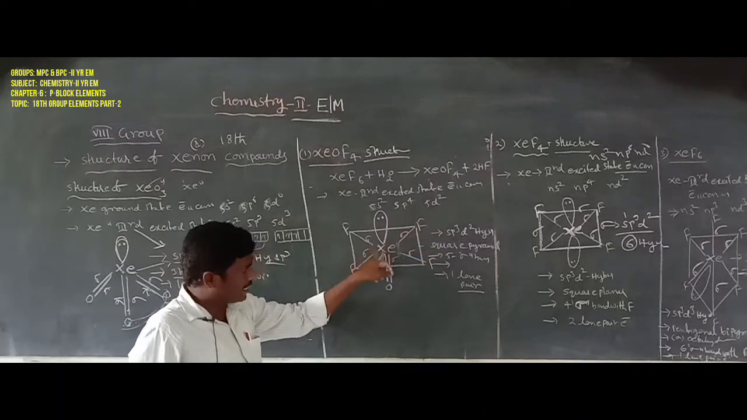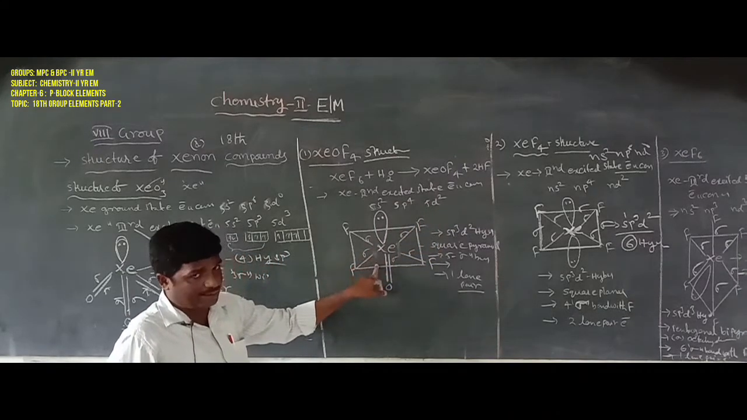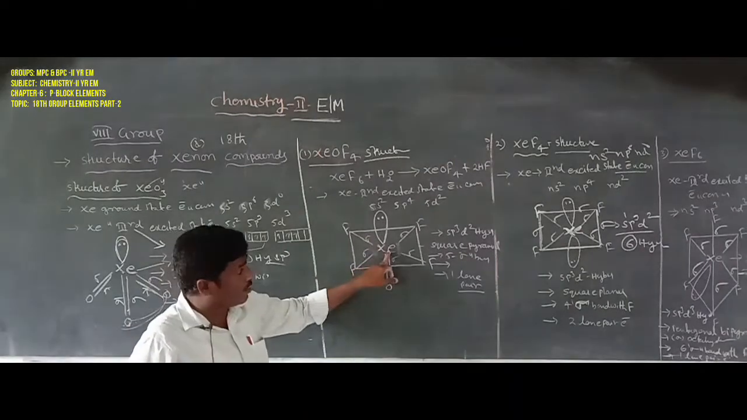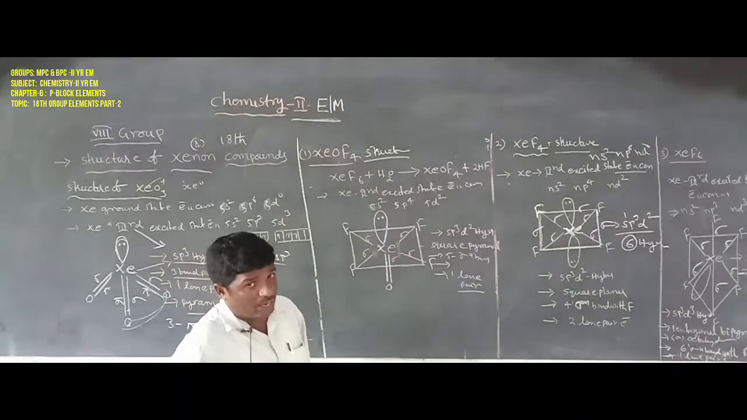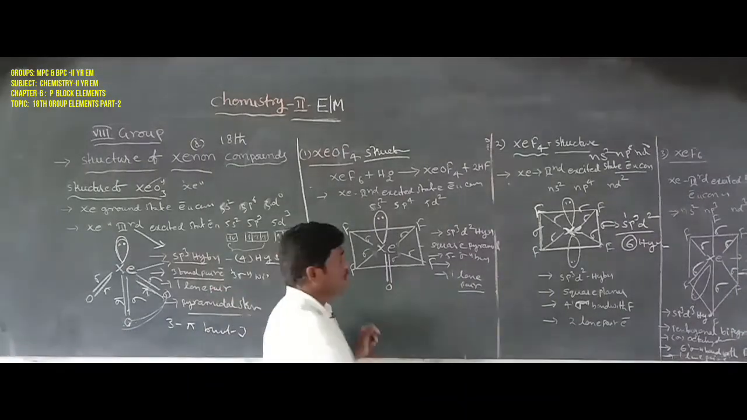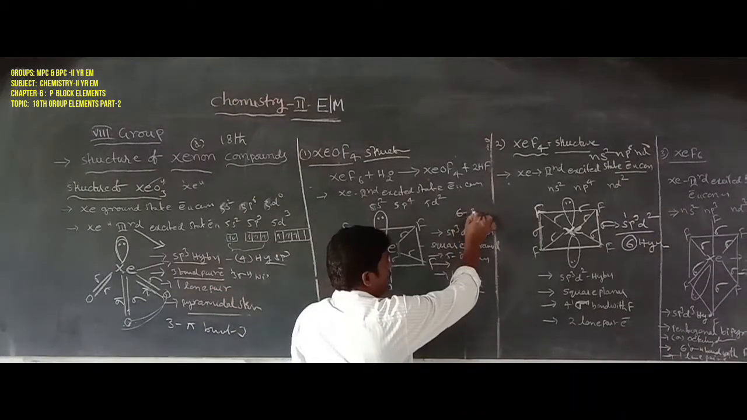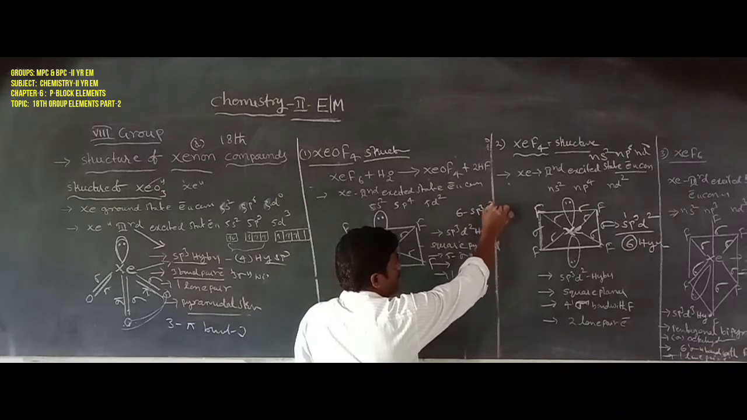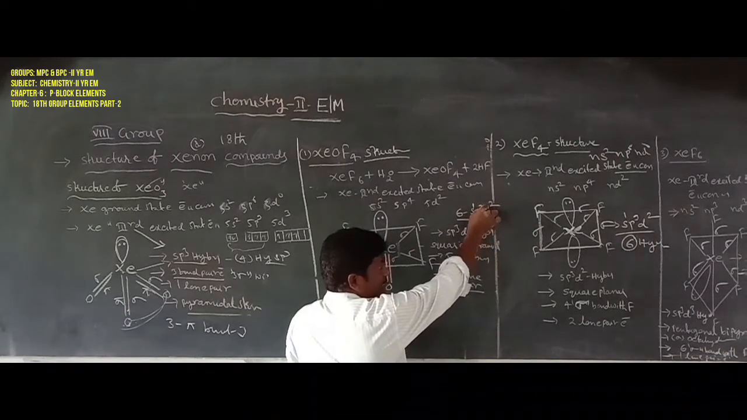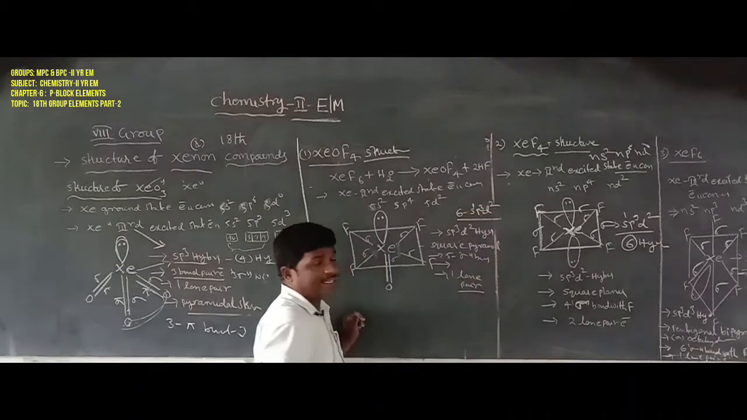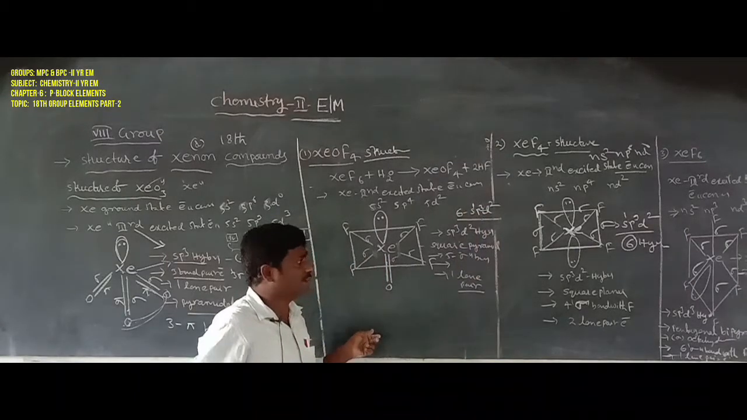So xenon is the central metal atom, and it undergoes sp3d2 hybridization, forming 6 sp3d2 hybrid orbitals. 1 is the s orbital, 3 are p orbitals, and 2 are d orbitals: 2 plus 3 is 5, 5 plus 1 is 6. So 6 sp3d2 hybrid orbitals are formed.